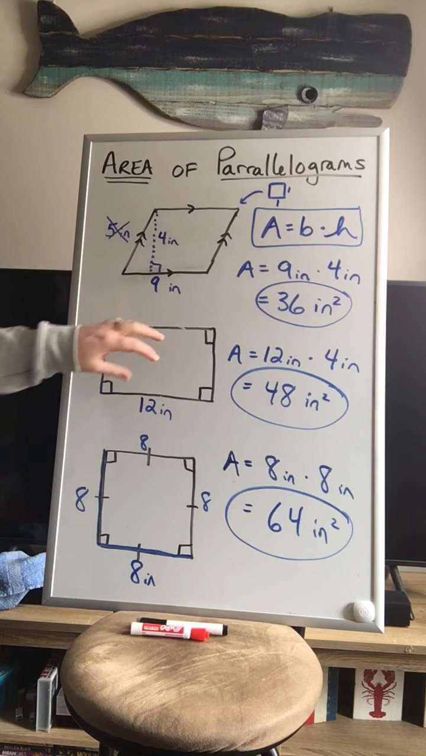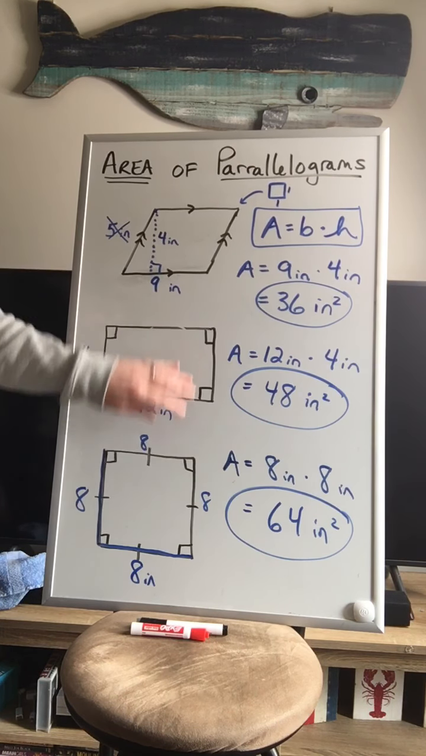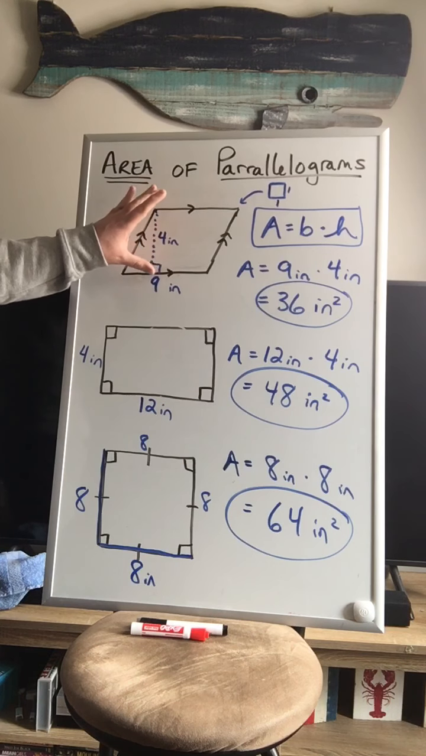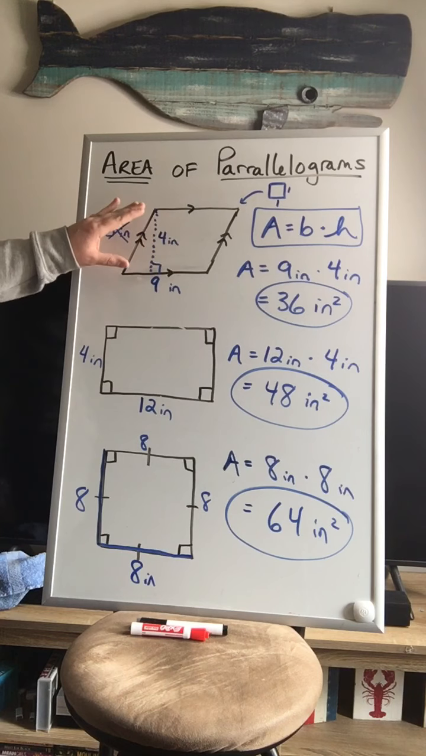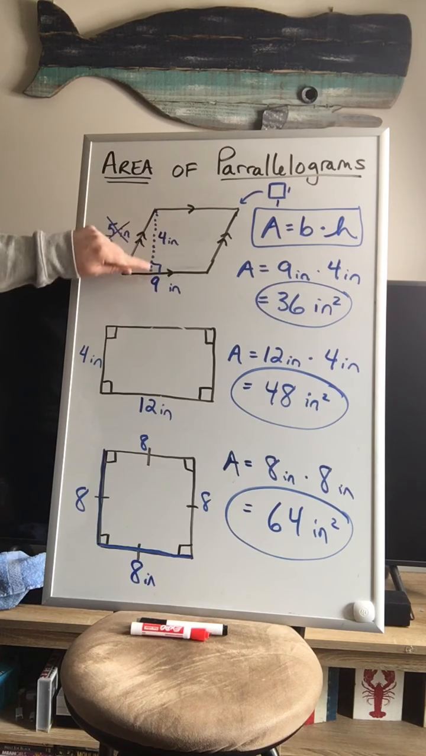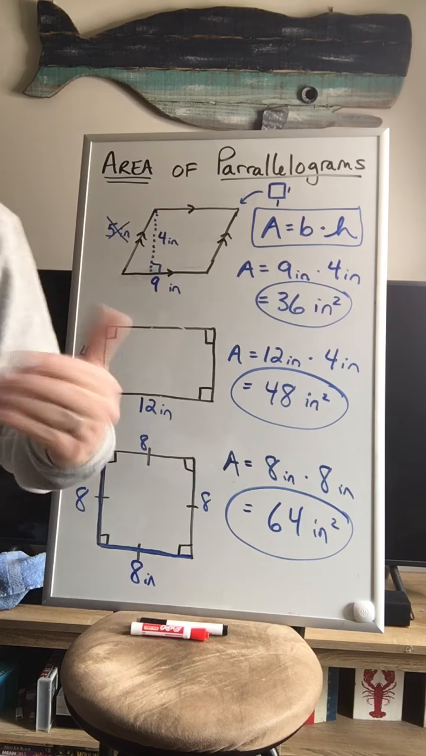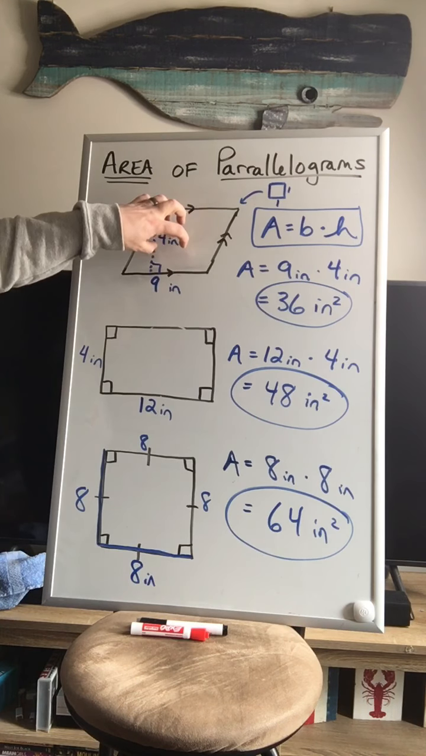Just be careful when it's a parallelogram that doesn't have right angles like this. When it's a slanted parallelogram, your more traditional parallelogram, you've got to make sure you find the base and the height correctly. The height will not be the slanted side here. The height will be straight up and down. How tall is the figure? Okay? So area is the amount of space inside the object.